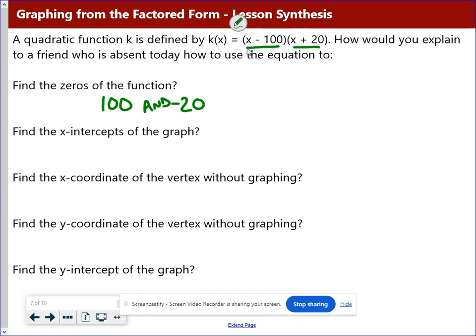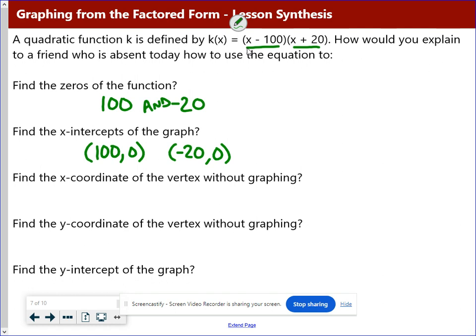The x-intercepts, that would be the actual ordered pairs. So I would use those zeros to write those as ordered pairs. So I would have 100, comma 0, and the other one would be negative 20, 0.